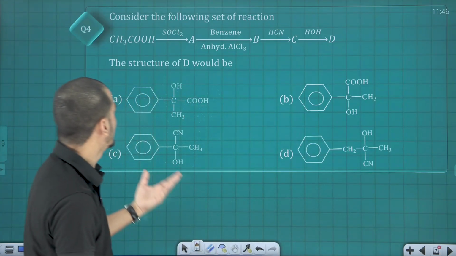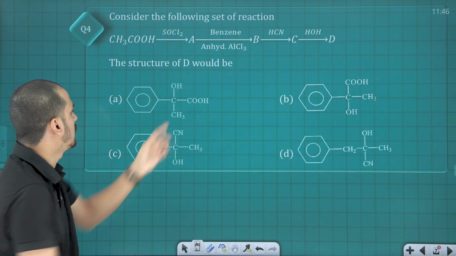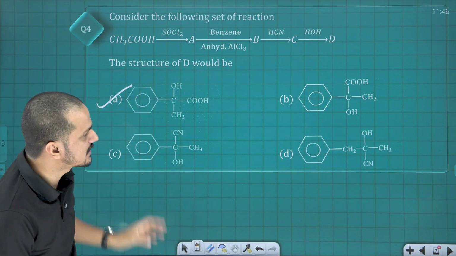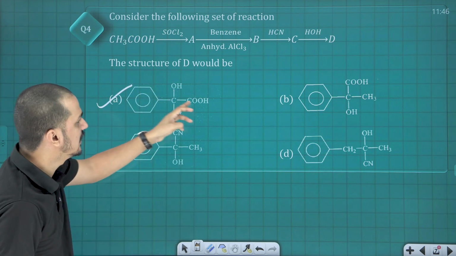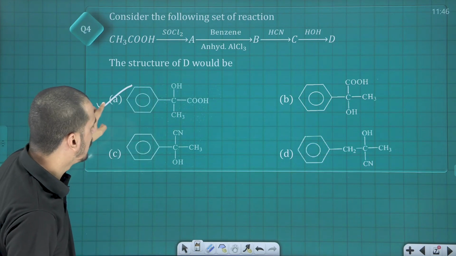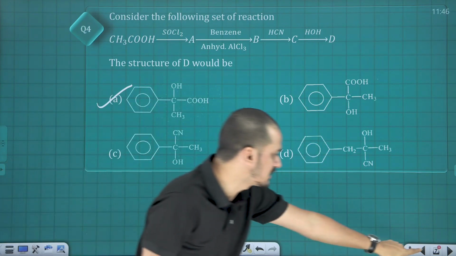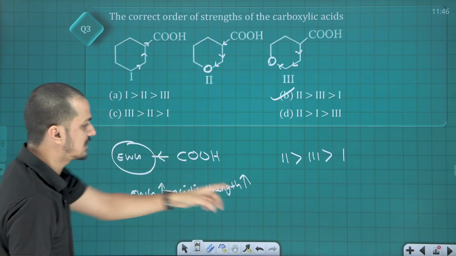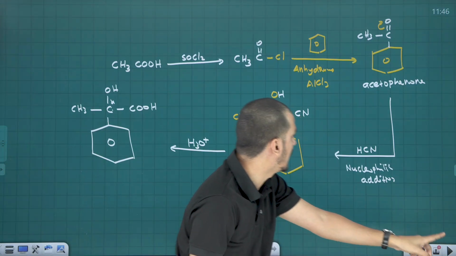So what's the answer for us? See, OH, CH3, COOH and the benzene ring. Option A is the correct answer.